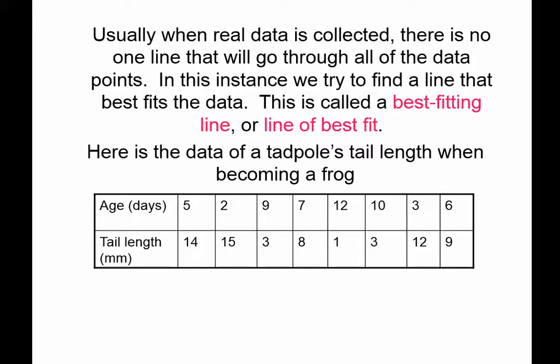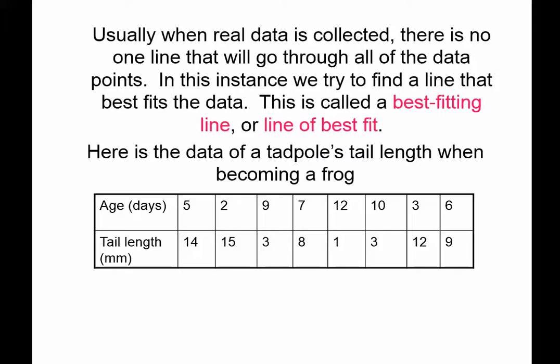So what we're looking at is the data of a tadpole's tail length as it turns into a frog. And you're going to see a couple different data points here. They are in no particular order, but we have days on top, so the age of the tadpole in days. And then on the bottom we have the tail length in millimeters. So if you look at that very first set, when the tadpole is 5 days old, he will have a tail length of 14 millimeters.